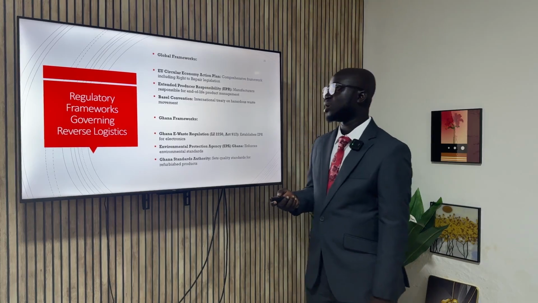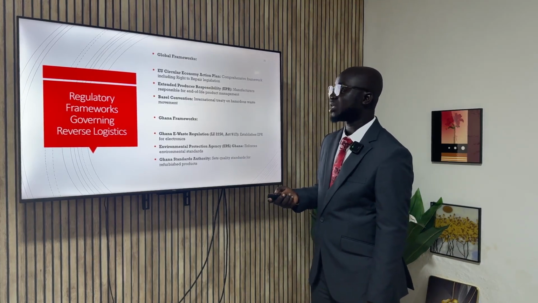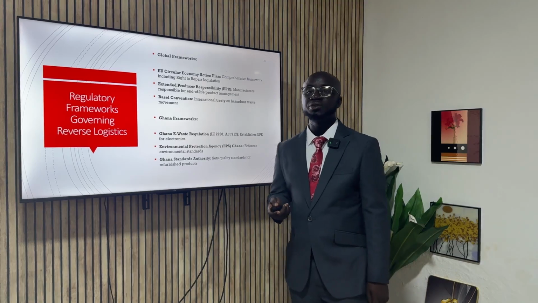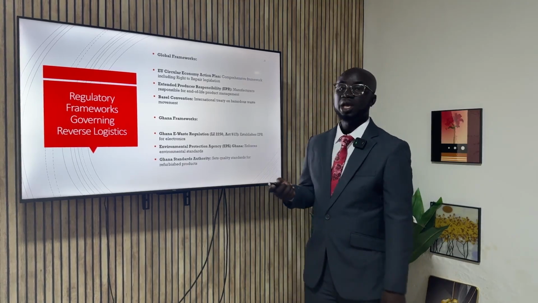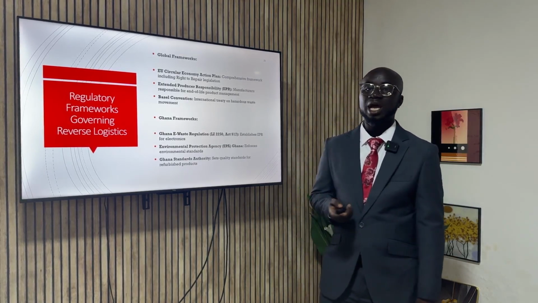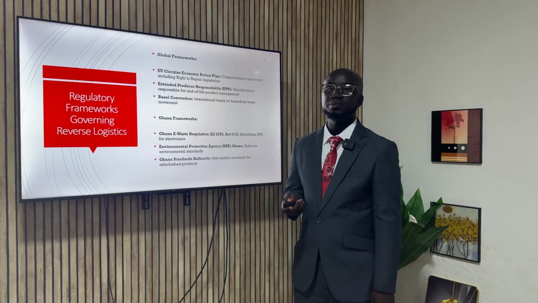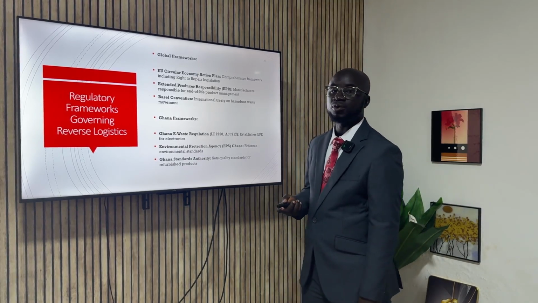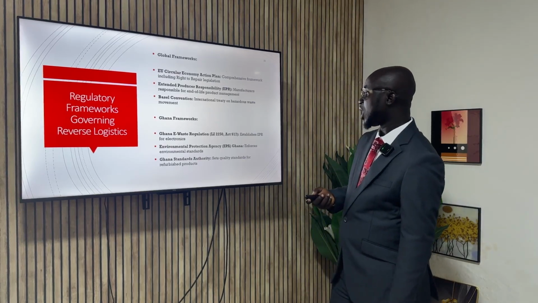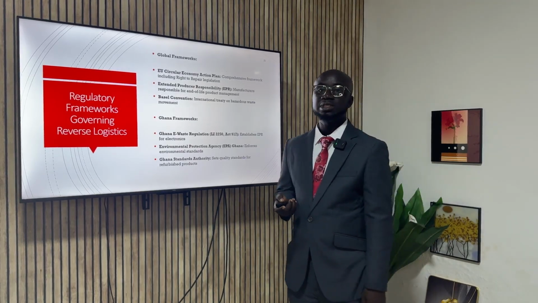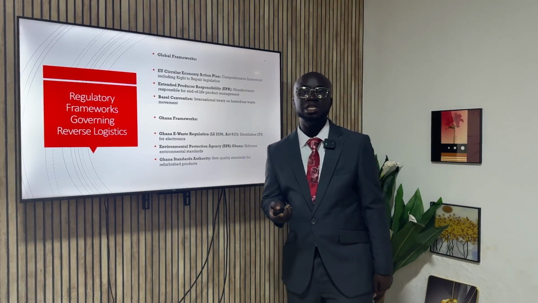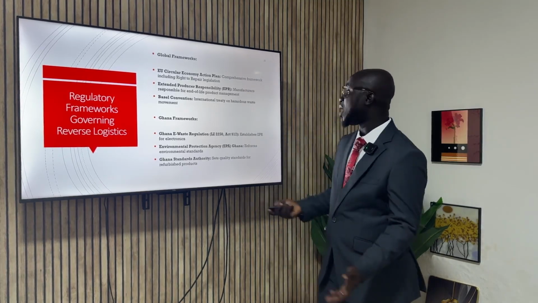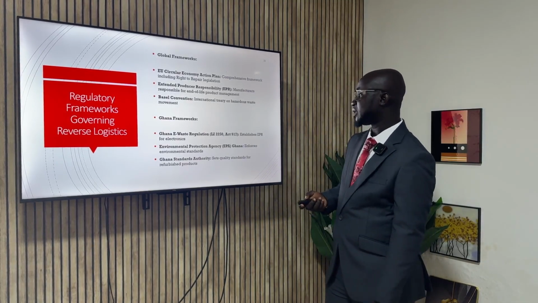We also look at some global frameworks governing reverse logistics. Regulatory frameworks are increasingly important globally. The EU Circular Economy Action Plan and extended producer responsibility laws hold manufacturers accountable for end-of-life products. We also look at electronic waste. In Ghana, the Electronic Waste Regulation and the Environmental Protection Agency enforcement are creating a foundation for formal reverse logistics systems.